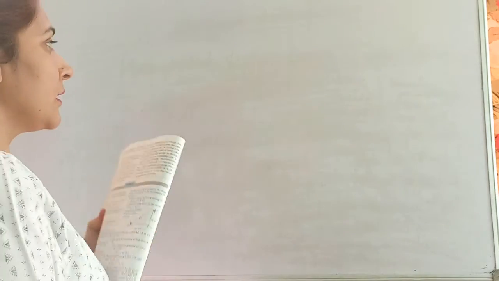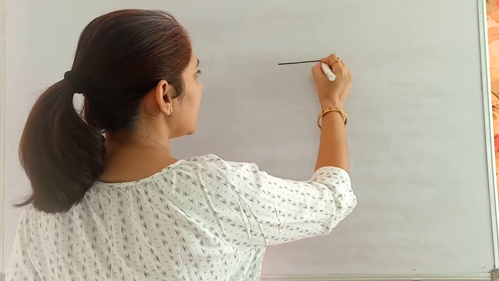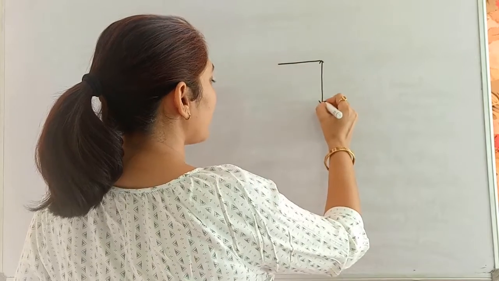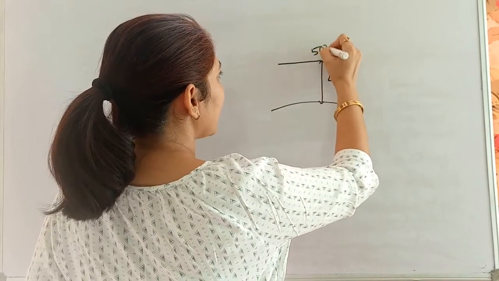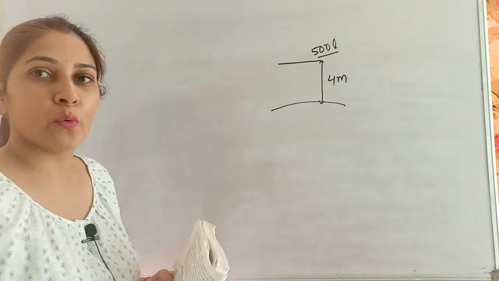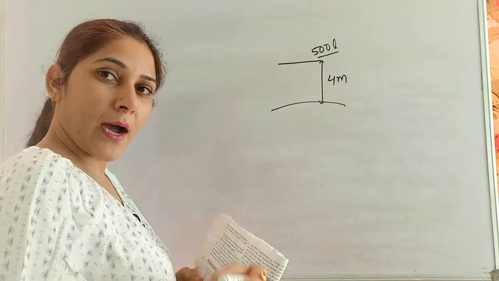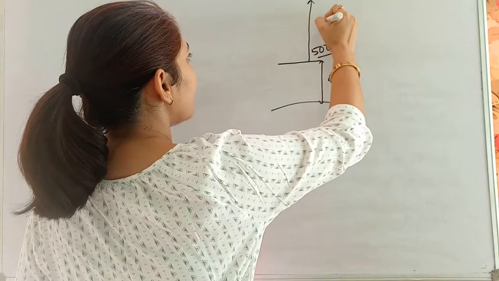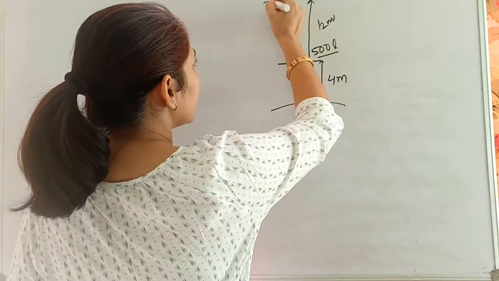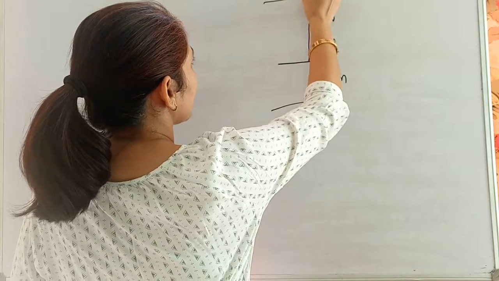Today we will continue with the numericals of our exercise 2B, starting with the third example. It says 500 liters of water is raised from the first floor of a house at a height of 4 meters. Means initially the water is at this height, suppose this is 4 meters from the earth's surface. So this 500 liters of water is present over here initially, and then it is raised to the third floor, which is at 12 meters from here. Then this water will be taken over here.